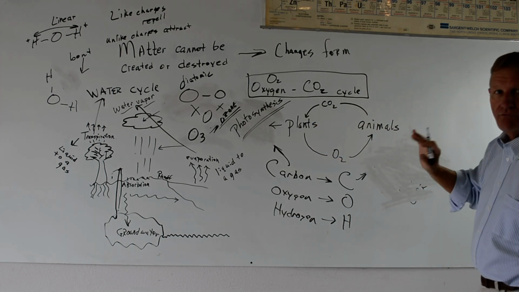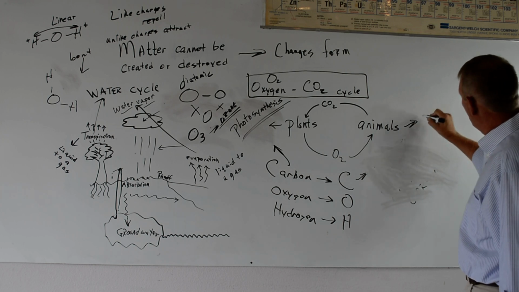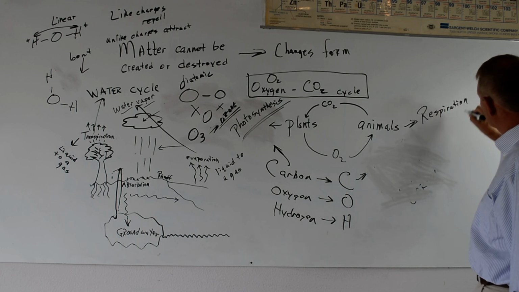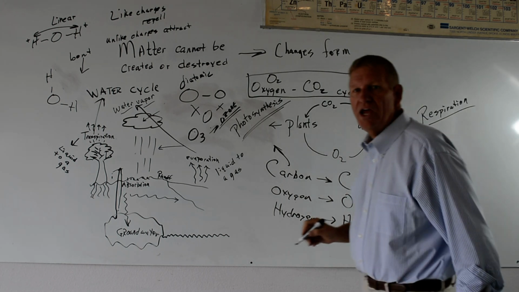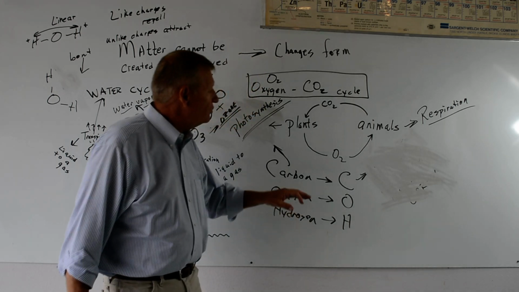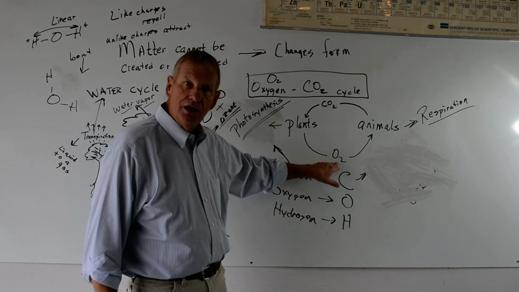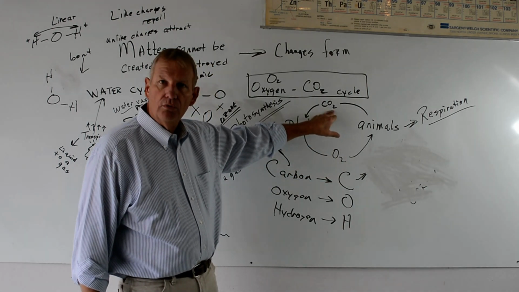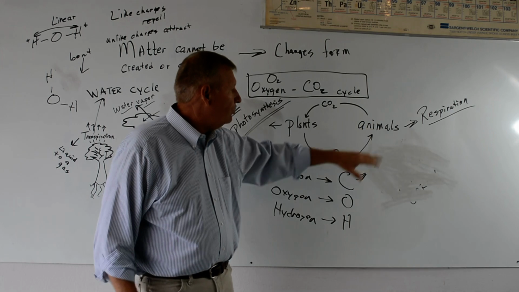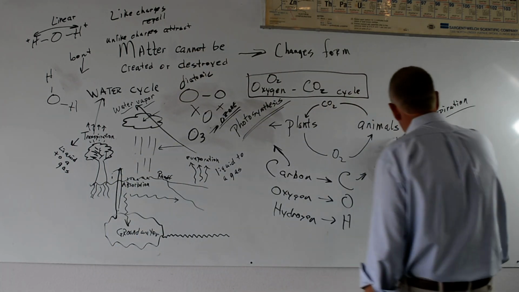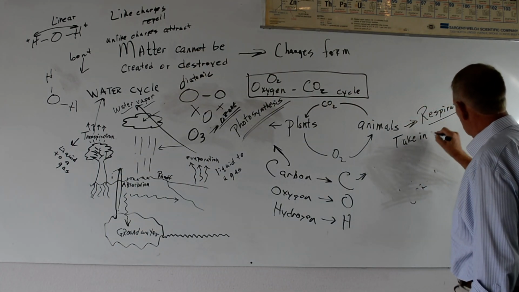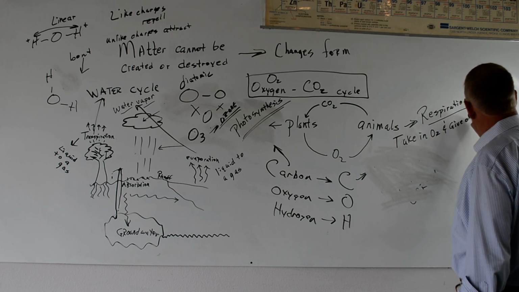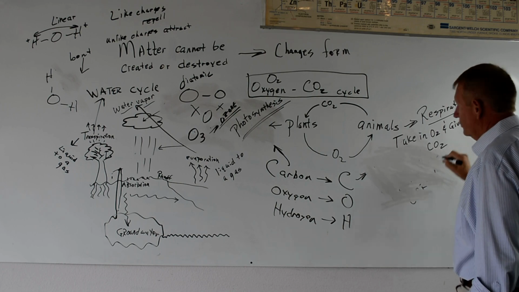Animals don't work on photosynthesis. Animals work on what we call respiration. Okay? So what is respiration? In respiration, what do animals do? They take in O2, which is the atmospheric oxygen, and they give off CO2. Okay? So that's respiration. Respiration is take in O2 and give off CO2.